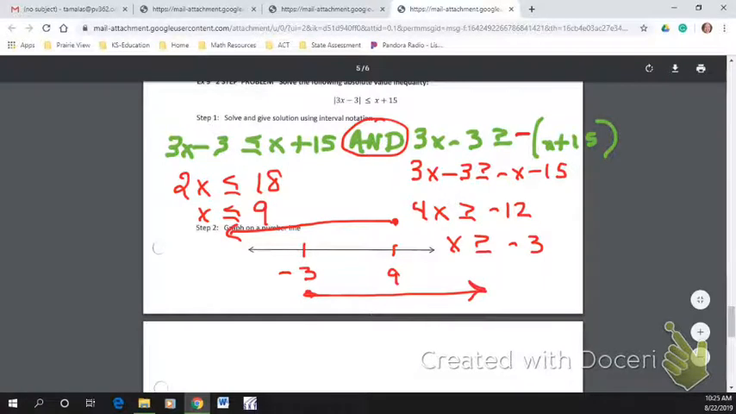Okay, this is an and problem, so I need to overlap those two. Where do they overlap at? Okay, between negative 3 and 9, including those numbers. So right there is my graphical answer. What would my answer look like in algebraic notation? That would be algebraic, yep.